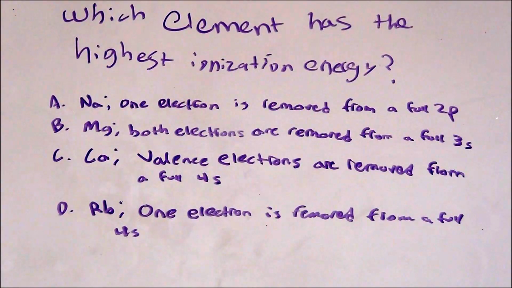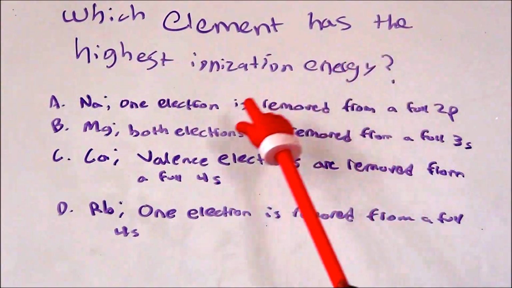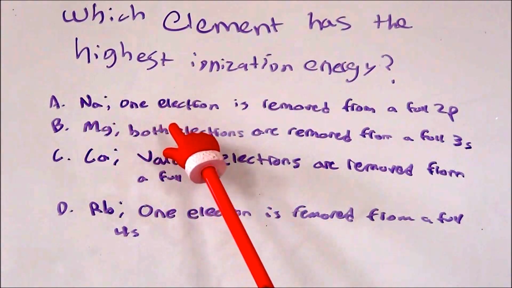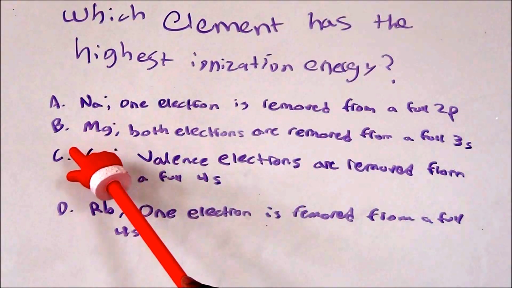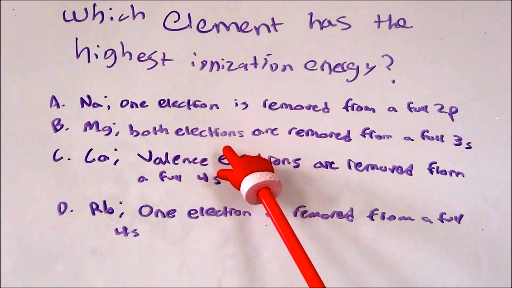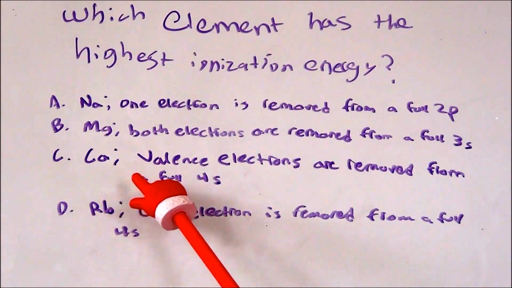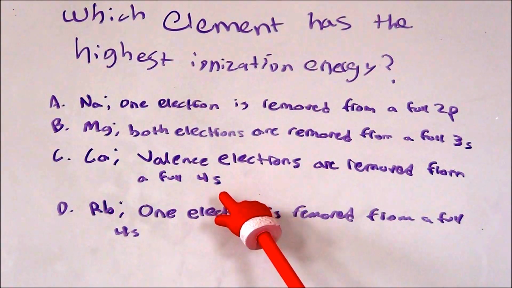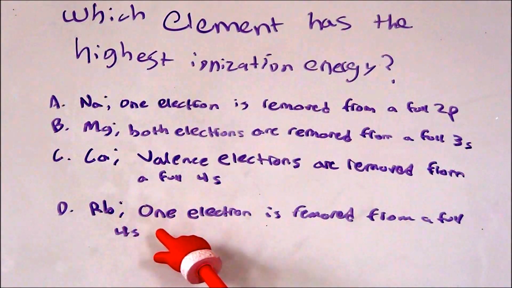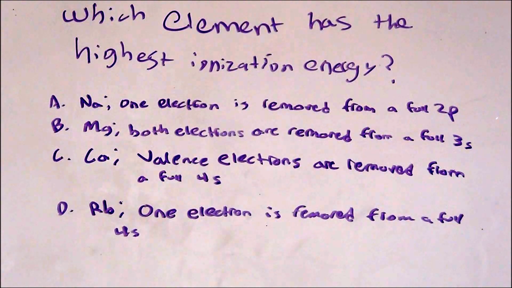Now we have an example to help explain this topic. Which element has the highest ionization energy? A. Sodium. 1 electron is removed from a full 2p shell. B. Magnesium, where both electrons are removed from a full 3s shell. C. Calcium, where the valence electrons are removed from a full 4s shell. Or D. Rubidium, where 1 electron is removed from a full 4s shell.